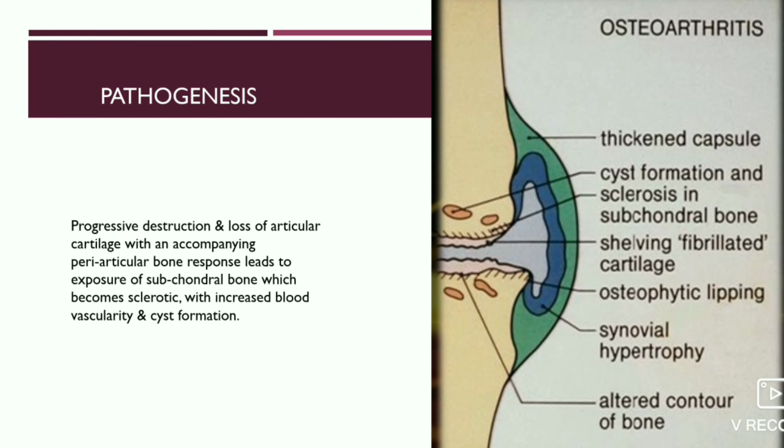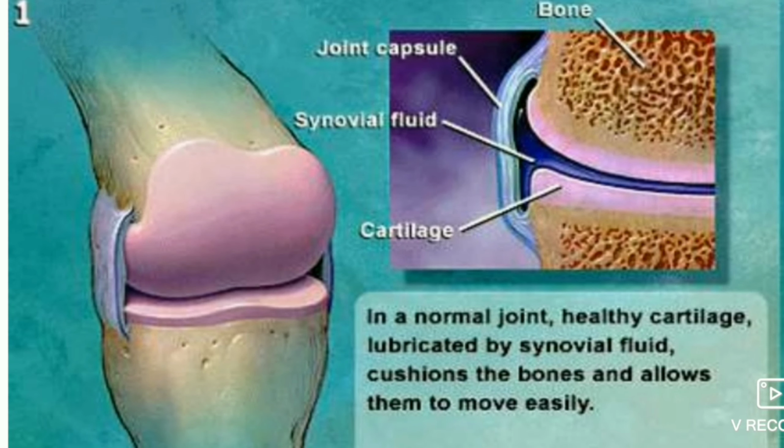Pathogenesis of osteoarthritis. Progressive destruction and loss of articular cartilage with an accompanying periarticular bone response leads to exposure of subchondral bone, which becomes sclerotic with increased vascularity and cyst formation. In a normal joint, healthy cartilage lubricated by synovial fluid cushions the bones and allows them to move easily. Here in this image, the synovial fluid and cartilage are not affected and diminished.